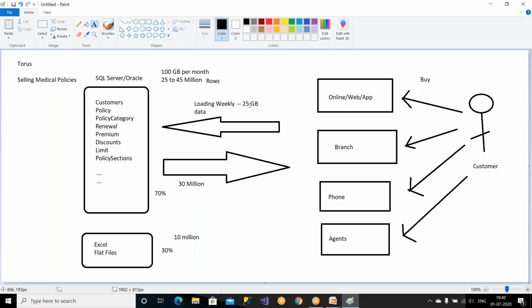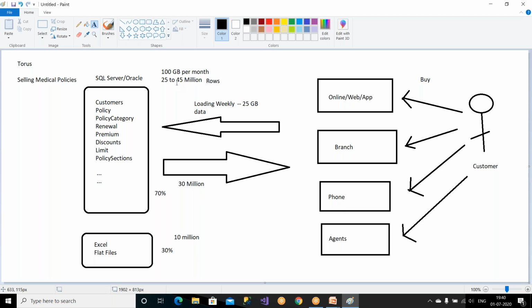that we have a lot of seasonality variations. Seasonality variation means, for example, in the Christmas season you have more sales, right? If there is a corona season, people are buying more and more medical policies. Am I clear? So because of the seasonality variation, sometimes it may go up to 45 million, 60 million rows.